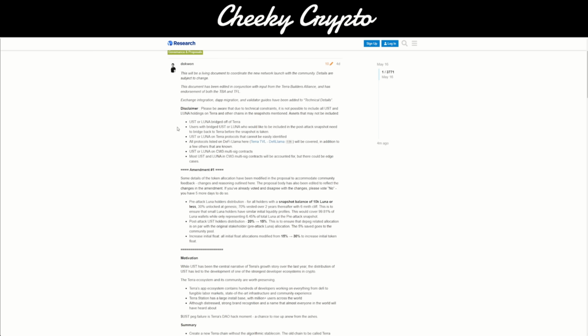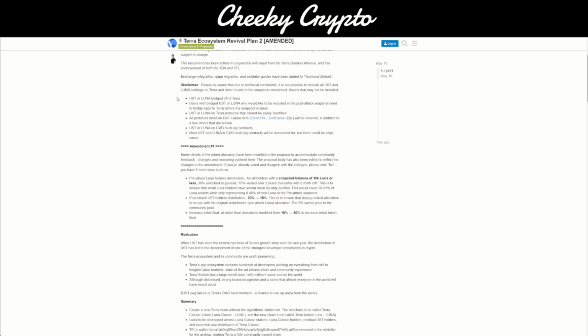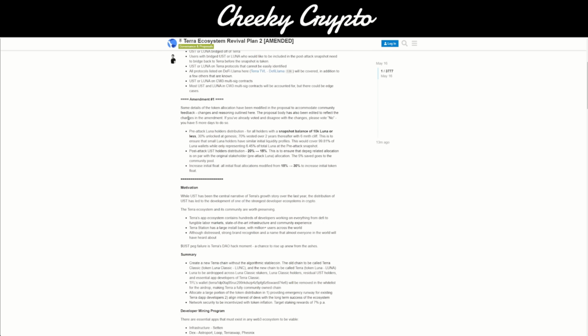Okay, so it's being edited, and I'm not even going to go through that. But basically, we got amendment number one. Some of the details of the token allocation have been modified in the proposal to accommodate community feedback, changes, and reasoning outlined here. The proposal body has also been edited to reflect the changes in the amendment. If you've already voted and disagreed with a change, please vote no. You have 5 more days to do so. So go ahead and vote if you haven't.